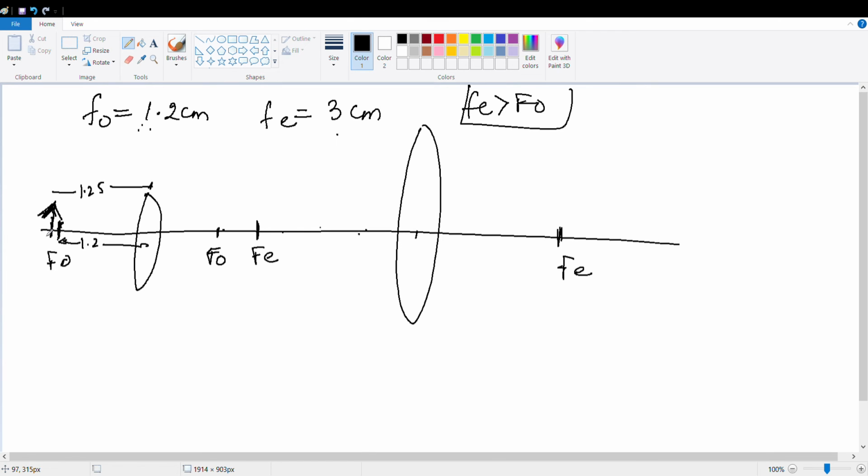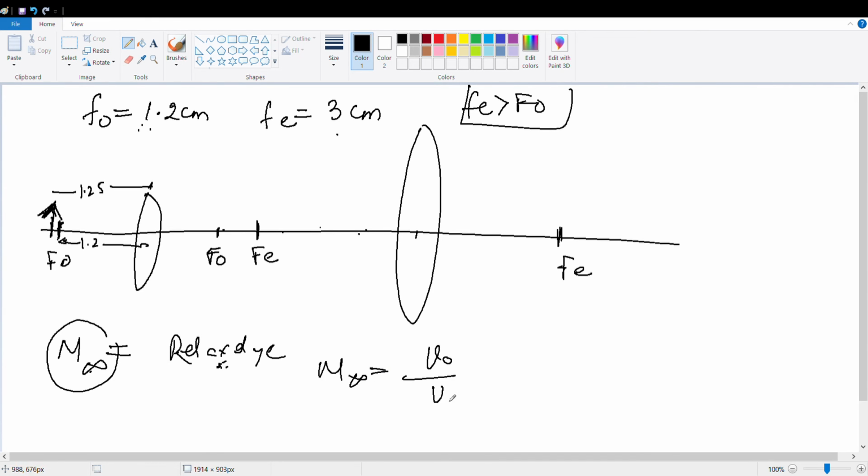It is asking us to find the magnifying power. Okay, the final image is at infinity. So final image at infinity means what? What formula should you use? Relaxed eye. Yes or no? You have to use the formula for relaxed eye. What is the formula for relaxed eye? M infinite is nothing but V naught by U naught into D by FE. Yes or no?